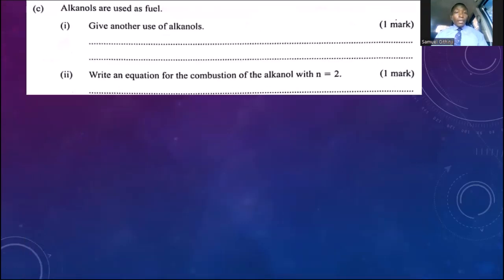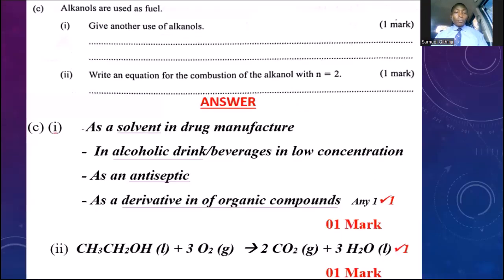Moving on, alkanols are used as fuel. Any other use of alkanols, and then you write the equation for the combustion of ethanol, that is an alkanol with n equals 2. There are the points, my students. Yes, ethanol is used as a solvent in the manufacture of drugs. Then it is used as an alcoholic drink or beverage in very low concentration.